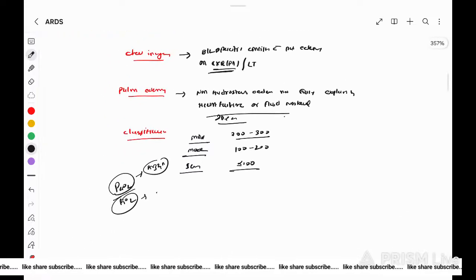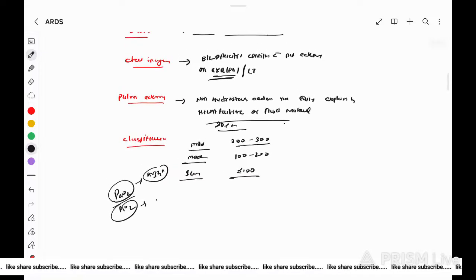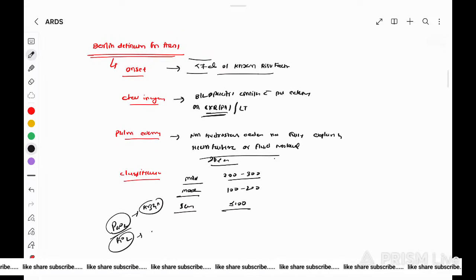Now, what is the criticism of the Berlin definition? As per the Berlin ARDS definition, timing is within 1 week of a known clinical insult or new or worsening respiratory symptoms. Second is chest imaging: bilateral opacity not fully explained by effusion, lobar or lung collapse, or nodules. Third, pulmonary edema or respiratory failure is not fully explained by cardiac failure or fluid overload. Objective assessment, that is echocardiography, is needed to exclude hydrostatic edema if no risk factor is present.